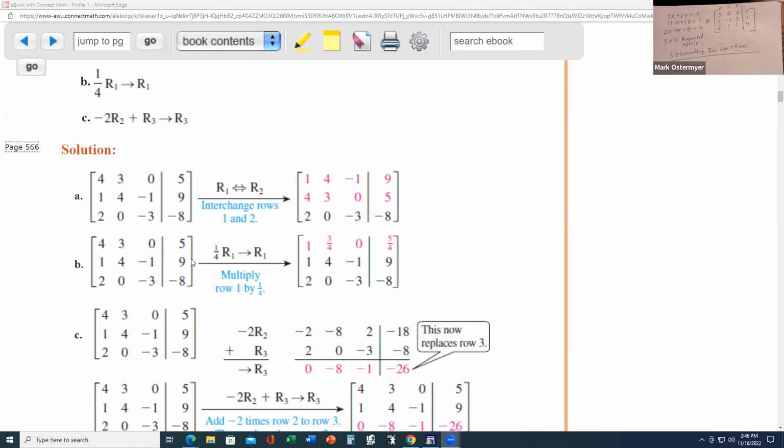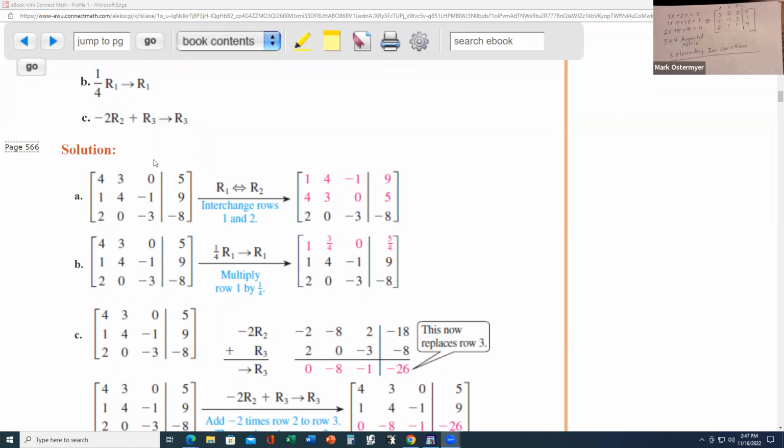Elementary row operation number 2 is they took the matrix and multiplied the first row by 1/4 to form a new first row. So every entry in row 1 got multiplied by 1/4. So 4 times 1/4 gives you the new 1,1 entry as being 1. 3 times 1/4 gives a new 1,2 entry as being 3/4. 0 times 1/4 keeps the 1,3 entry as a 0. And 5 times 1/4 nets us with the 1,4 entry being updated to 5 fourths. Nonetheless, this matrix on the right is equivalent to the original matrix over here.